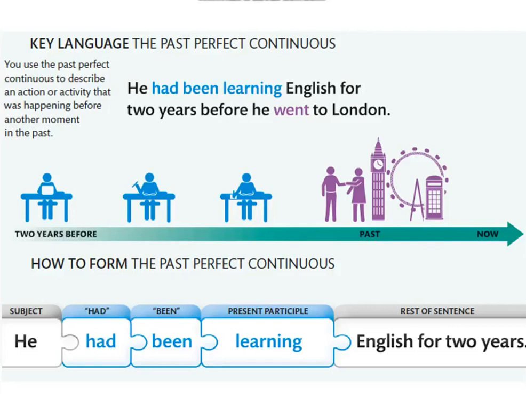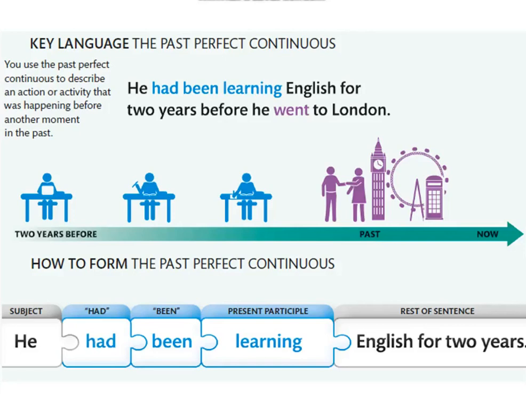As you noticed, 2 years before, so it's a long period. That's why here we need to use the past perfect continuous and not the past perfect simple. And then after the 2 years we have the past, and then we have, of course, now. We're not talking about now, we are always talking about the past. For the past action here, he went to London, we use the past simple. But if you are talking about the long past that happened before the past, we use the past perfect continuous.